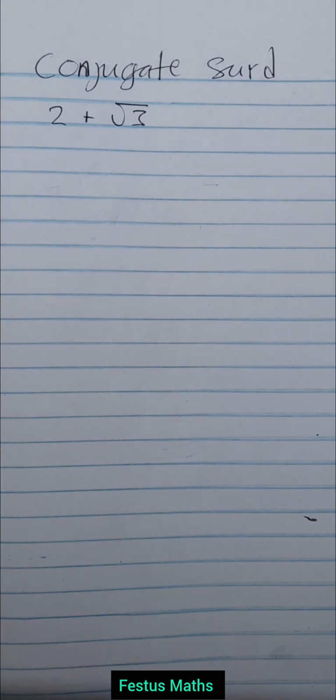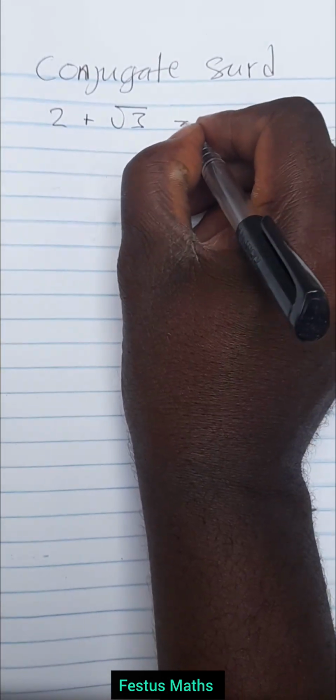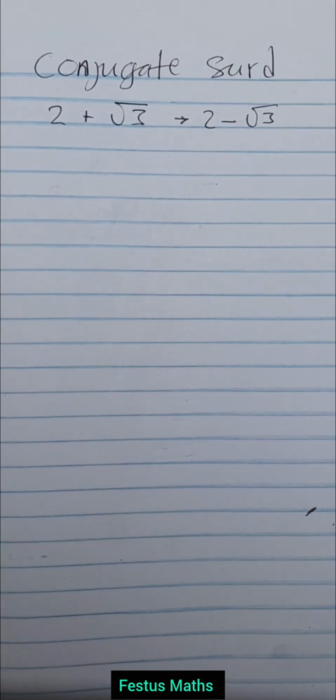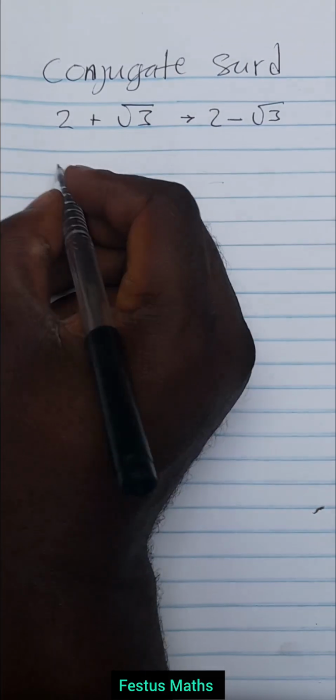Now, if I'm to conjugate this surd, I will have it to be 2 minus root 3. That means this surd has been conjugated, and we conjugate surds most of the time when we have addition or subtraction of surd as a denominator. For us to rationalize the denominator, we first of all conjugate the surd. So this is how a surd is being conjugated, and if we find the product of the conjugate, we have what?